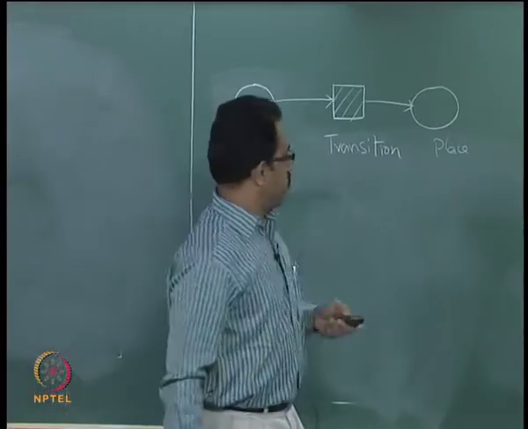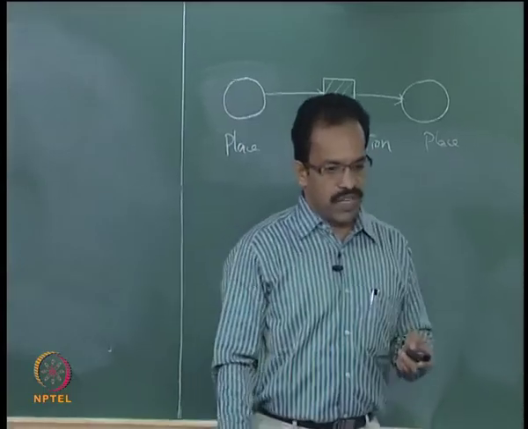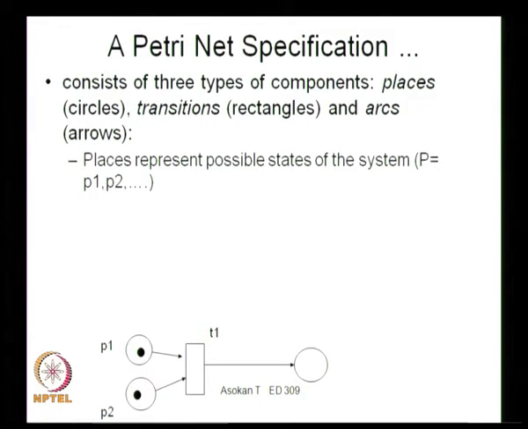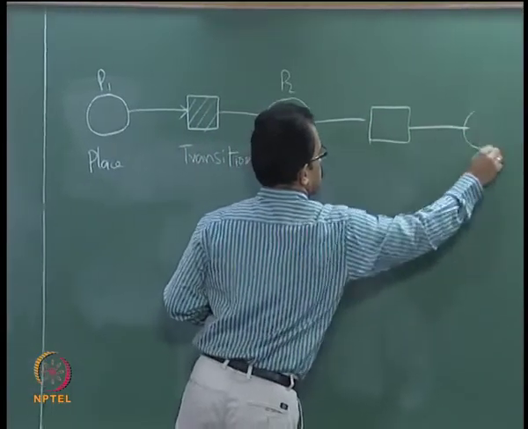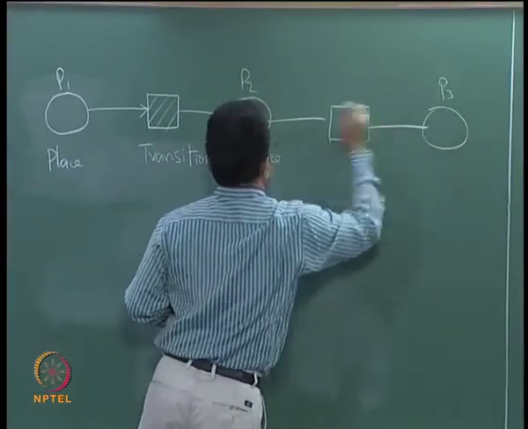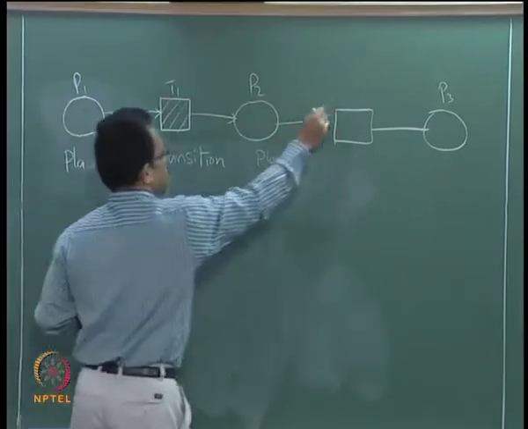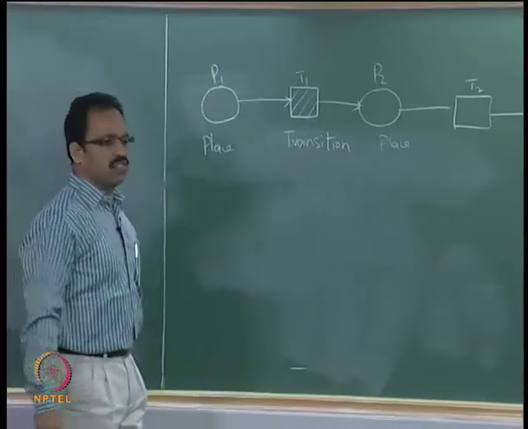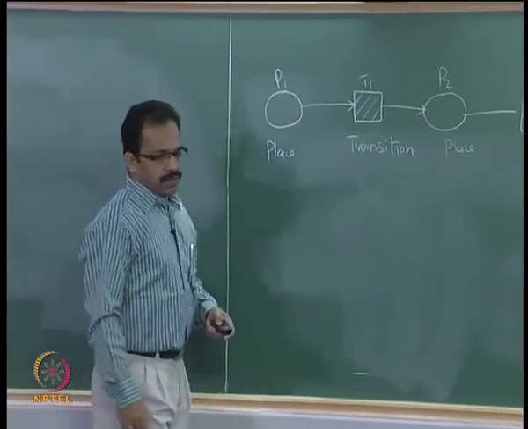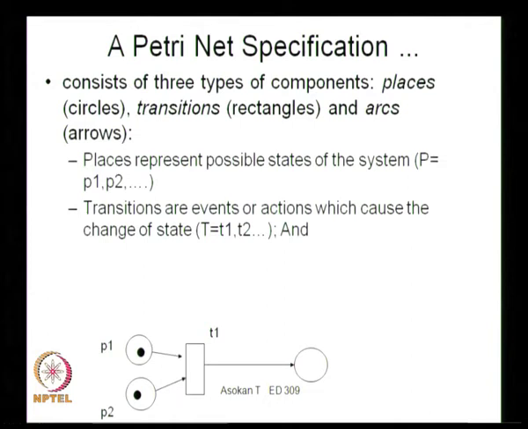The places represent possible states of the system, so we can represent these as P1, P2, etc. We can have multiple transitions and multiple places: P1, P2, P3, and transitions T1, T2, like that. So you can have any number of places and transitions in a Petri Net. Then the transitions are events or actions which cause the change of state. As I told you, it is changing from this state to this state.